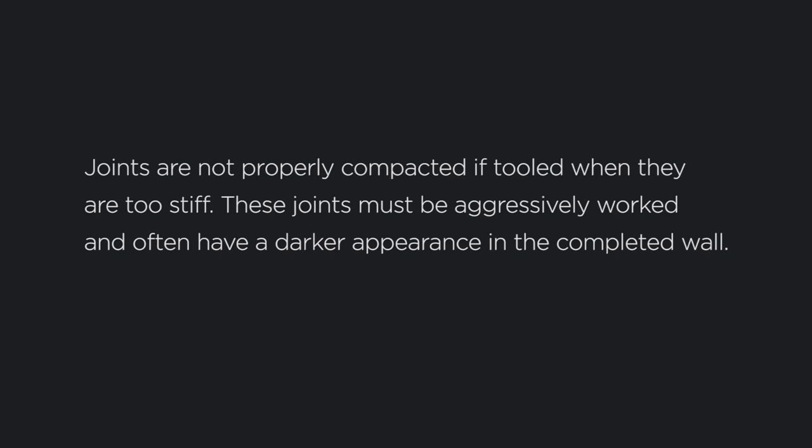If the mortar is allowed to become stiff before tooling, the joint surface will not readily yield to the pressure of the joiner, and friction developing between the metal joiner and the mortar joint will result in a dark, streaked surface. Joints are not properly compacted if tooled when they are too stiff. These joints must be aggressively worked and often have a darker appearance in the completed wall. When mortar joints are tooled at thumbprint hard, which is the proper consistency, the surface of the mortar joint is compacted and a uniform appearance consistent with the body of the mortar is achieved.